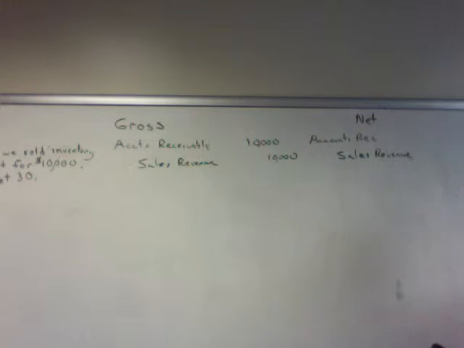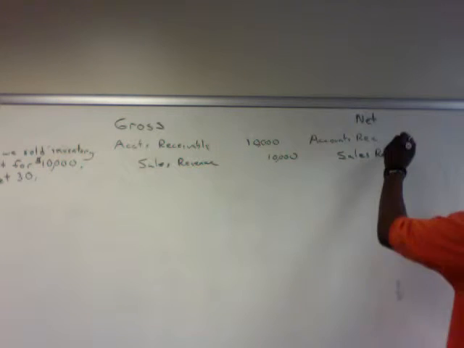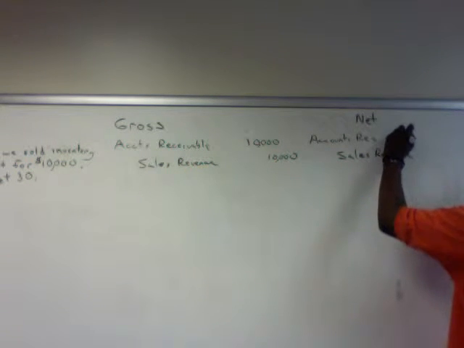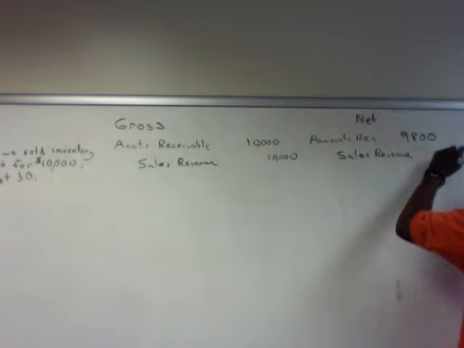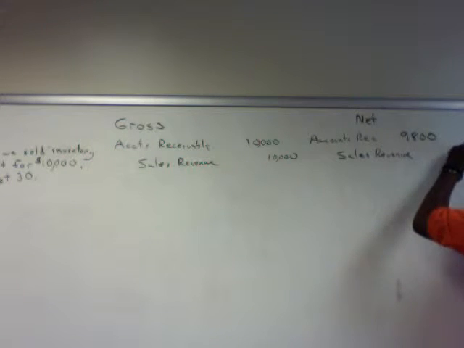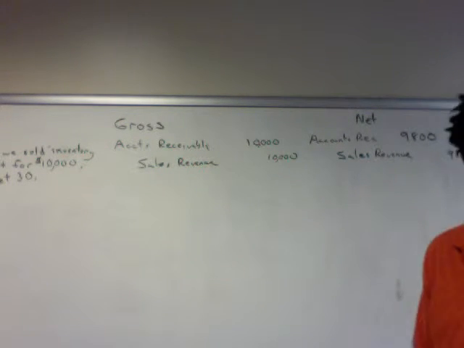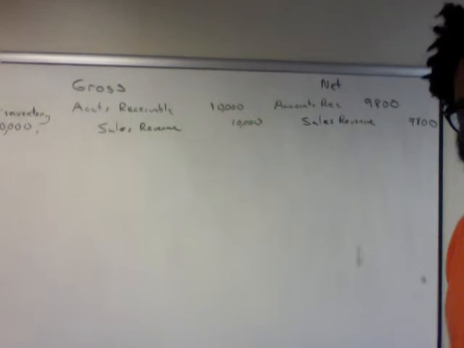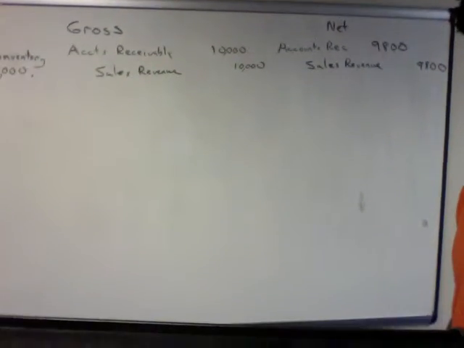So 2% of $10,000, what is that? $200? So we're going to take the $200 out, and we're going to debit accounts receivable for $9,800, as well as credit sales revenue for $9,800 as well. Make sure you guys can see that. Okay.